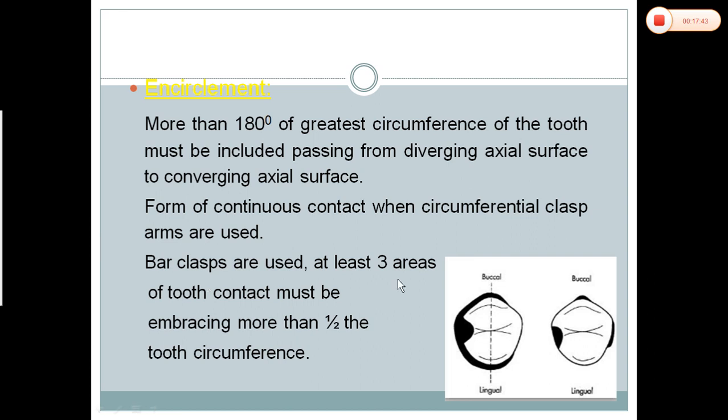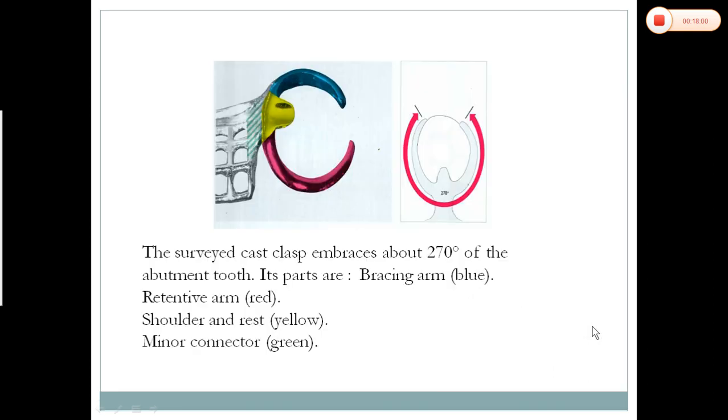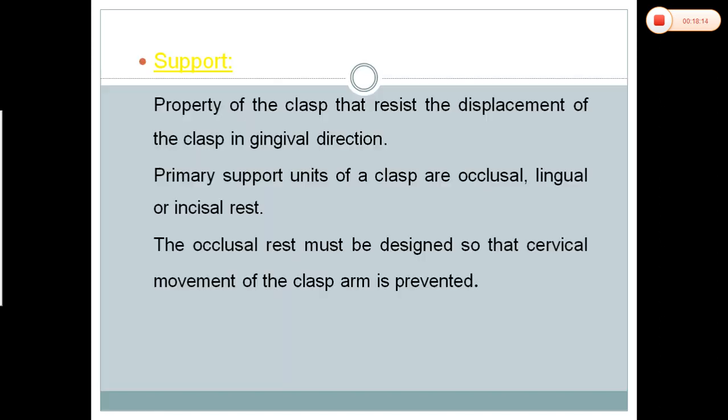When there is a discontinuous contact, the tooth should be contacted in at least three areas, and it should cover more than half the tooth circumference. See here, this is the clasp assembly. It is encircling the tooth more than 180 degrees. Here it covers 270 degrees, so it provides better encirclement.